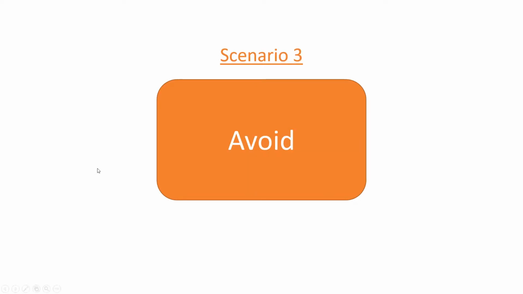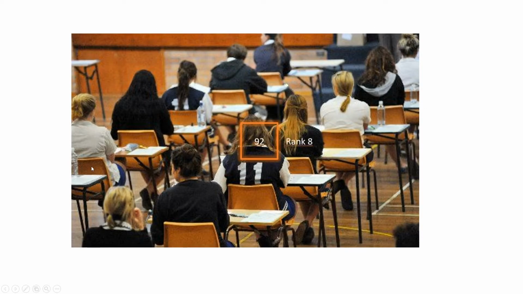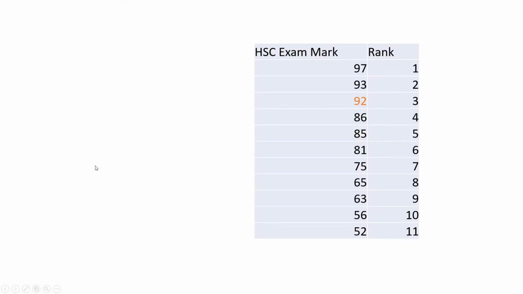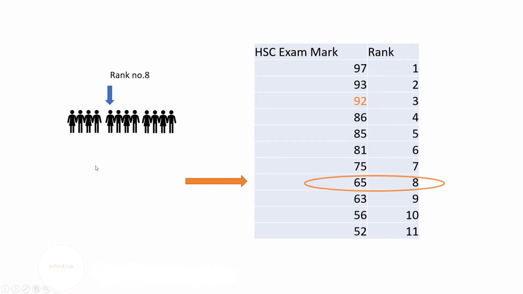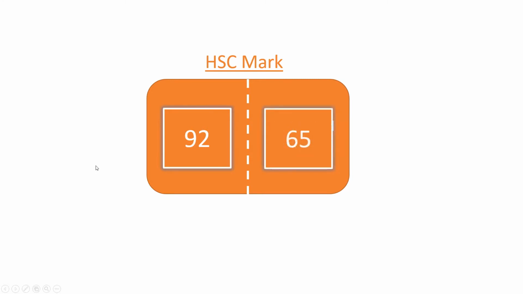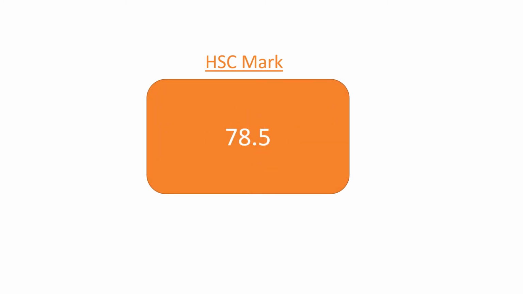Scenario 3: same mark, this time your rank is 8, and by the same process, you'll be allocated a mark of 65. Once an average is taken between that and 92, your final mark will be 78.5. That's a lot lower than what you scored in the exam. This is what can happen if you don't perform well consistently throughout the year. You see, doing just well in the final exam is not enough. Doing well consistently is a must, and having a high rank reflects that.